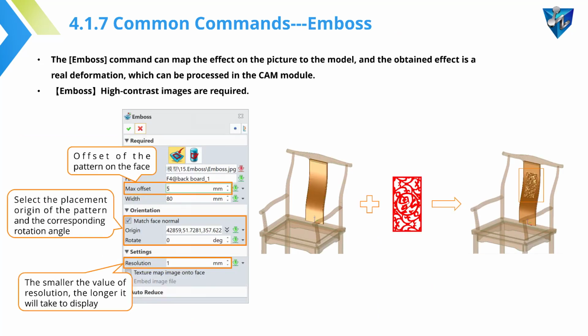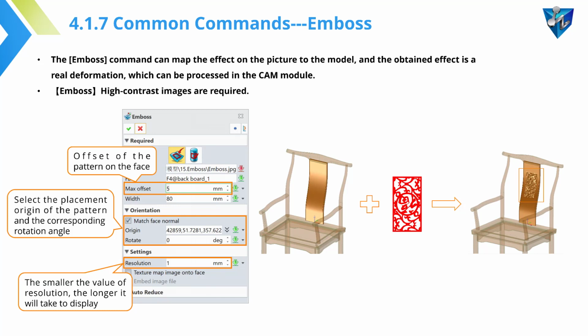The final common command is the emboss command. The picture can be mapped onto the model. And it is a real deformation that can be processed in the CAM module. A high contrast picture can get a good effect. About the resolution option, it is the resolution of the effect. The smaller the value of resolution, the better the effect is, but it takes longer to display.